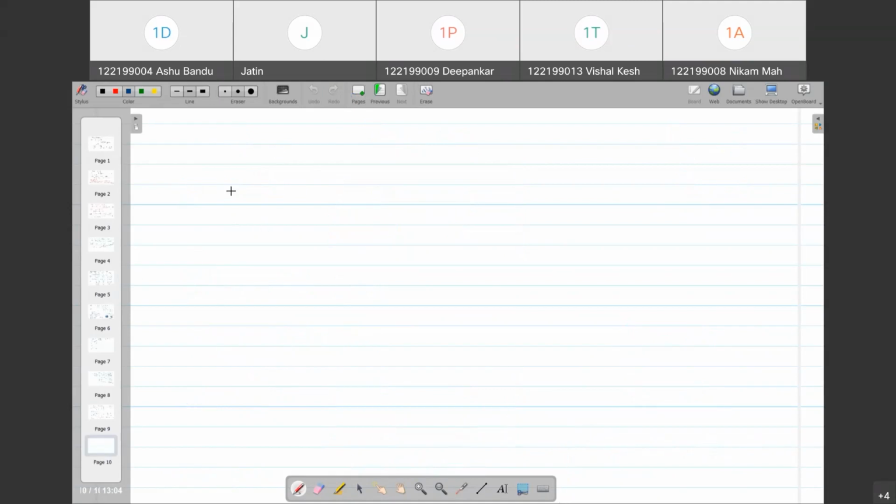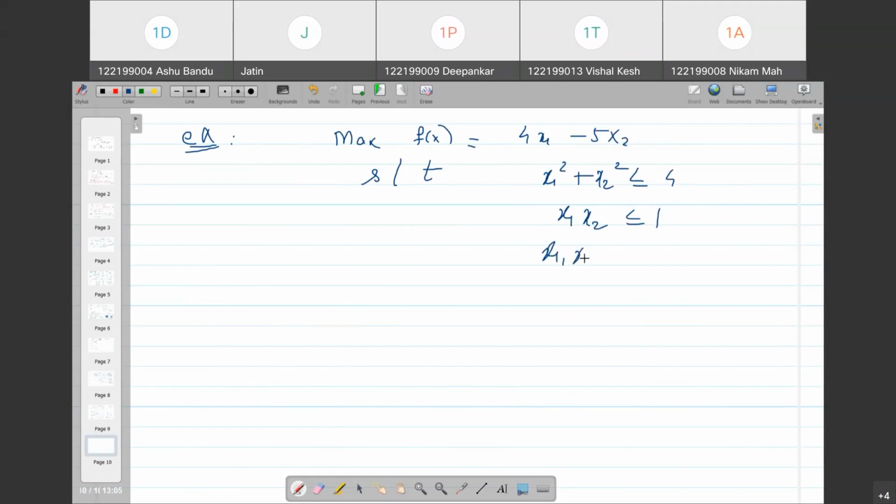What about this example? Let's take one more so that I can see more thumbs up. Suppose I give you: I want to maximize the function 4x1 minus 5x2 subject to x1 square plus x2 square less than or equal to 4, x1 x2 less than or equal to 1, and x1 and x2 are positive. Is this a CPP? Let's try to check it out. Is your f concave, because I want to maximize? Yes, it's linear, so it's concave.